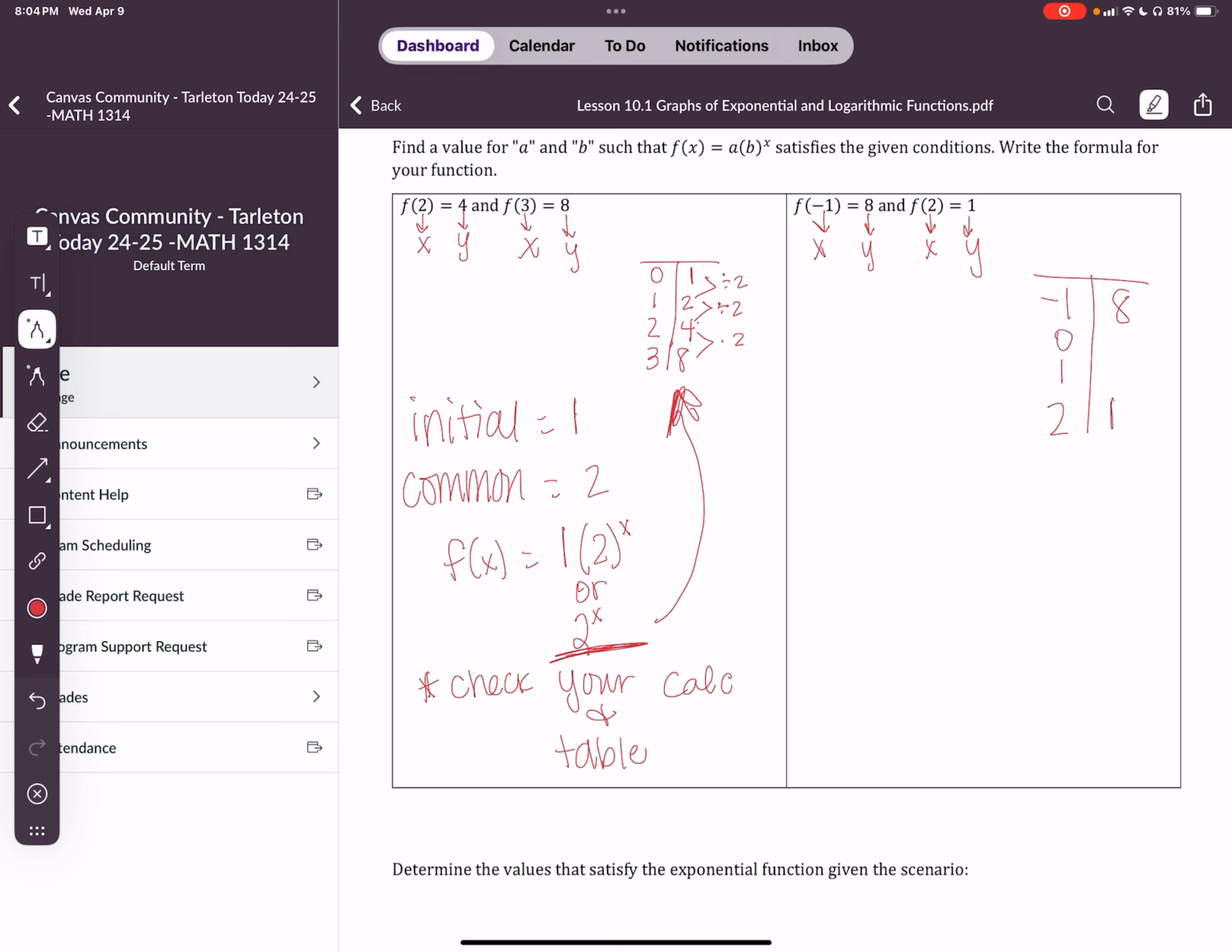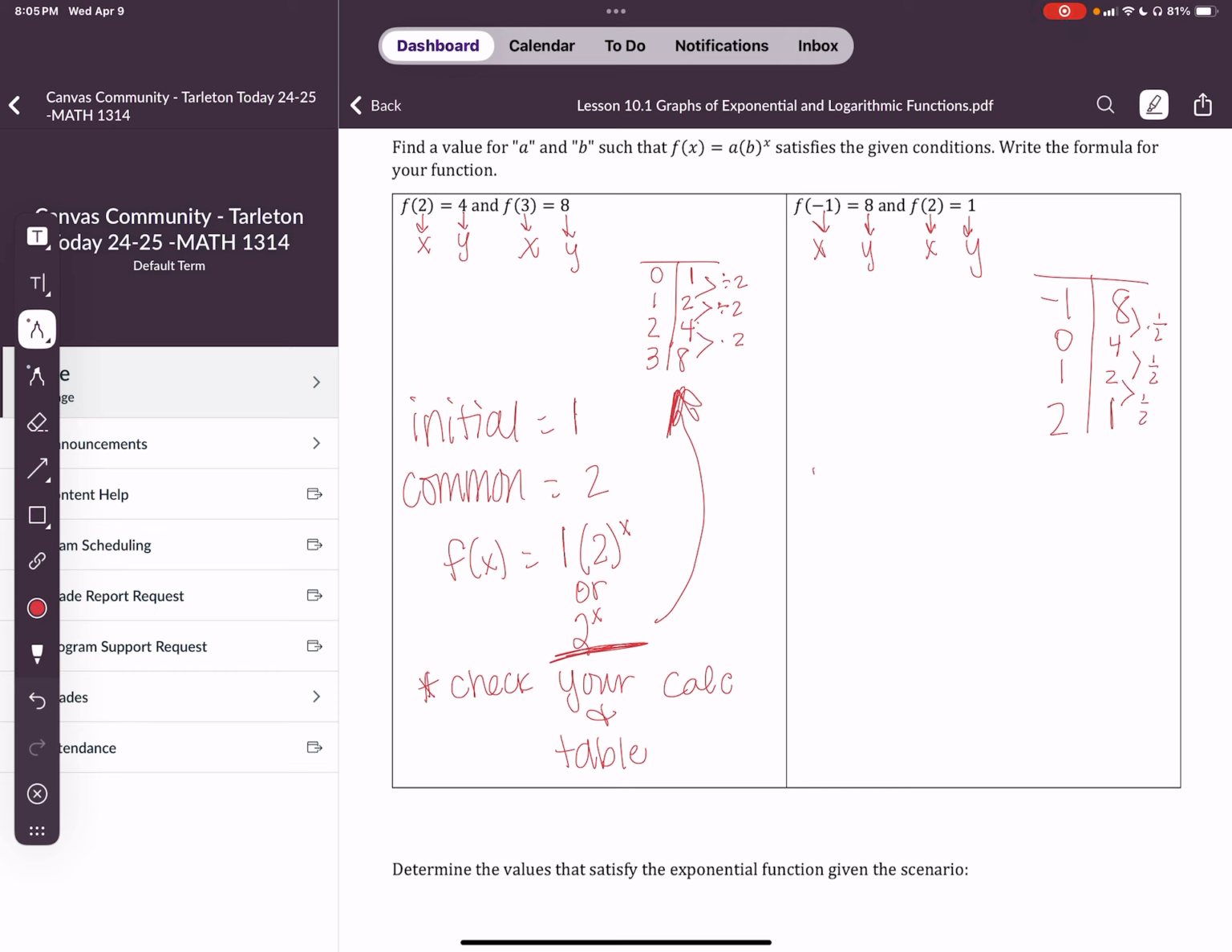Now, on this one, you kind of have to just think for a second. So if I was going from 8 to 1, I would need to get smaller. So this is kind of going to be trial and error. Sorry, I was thinking for a minute if there's another way to explain it. But I know if I take 8 and I times it by 1/2, that gives me 4. Well, 4 times 1/2 gives me 2. And 2 times 1/2 gives me 1.